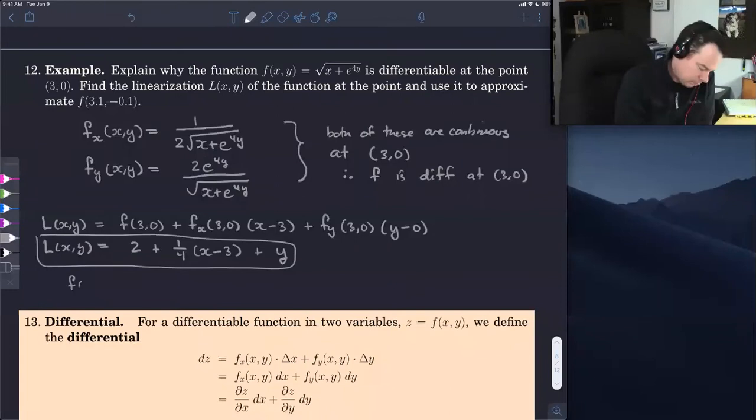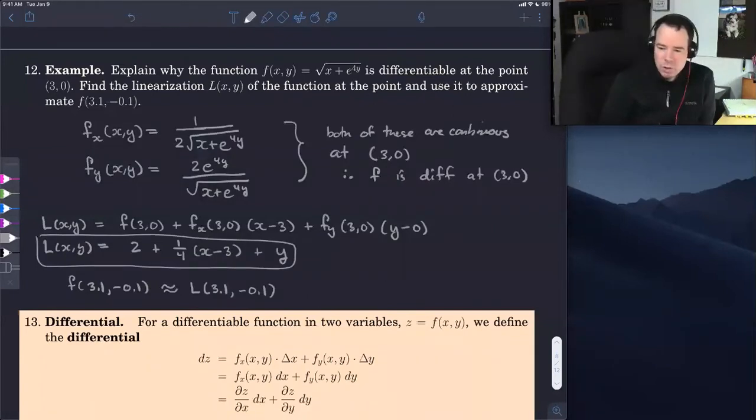So that means f of x, y is approximately, actually, I don't even need to write f of x, y because I'm interested in the particular case 3.1 and negative 0.1. That is approximately the corresponding value on the linearization. So that's what we get from differentiability, is the function is closely approximated by its tangent plane. And so the function value is closely approximated by the value of the linearization.